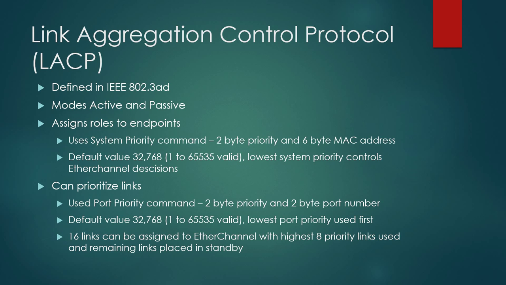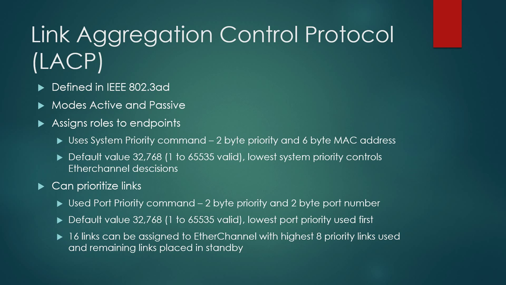Link aggregation control protocol is the second Ether channel negotiation protocol we want to cover. Now, this protocol is defined by the IEEE standard 802.3AD, and being an IEEE standard, is supported across multiple platforms and multiple manufacturers. It also offers an active and passive mode of operation, with the mode active and mode passive commands when building the Ether channel. We can also assign roles to each of the endpoints within the Ether channel.